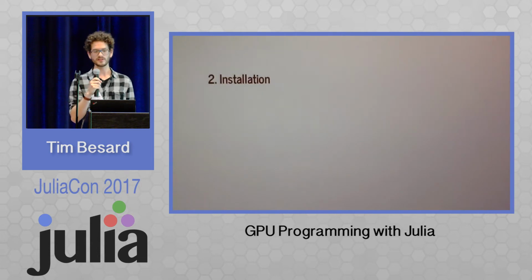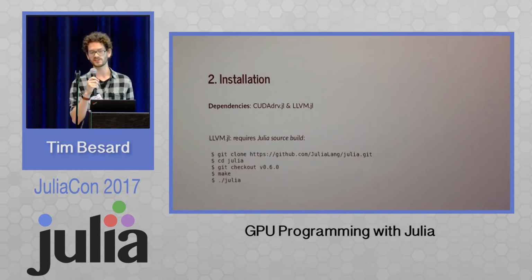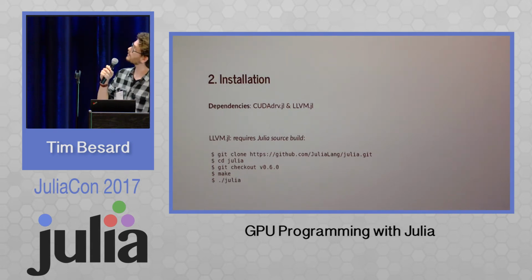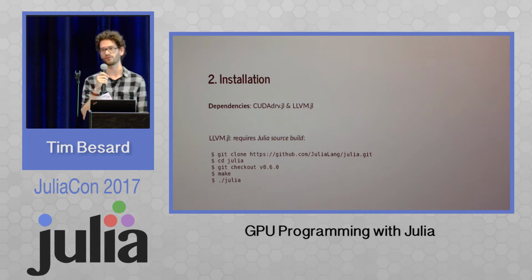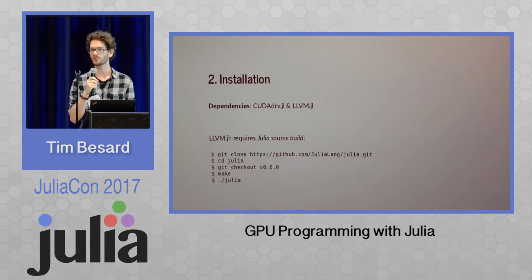Next up, installation. There's two main dependencies, one being CUDADriver.jl, which is simple to install, the other one being LLVM.jl, which sadly for now requires you to have a source build of Julia. We do not support binary distributions, so you'll have to check out Julia from scratch, which luckily only consists of 5 lines of instruction, but can easily take up to an hour.